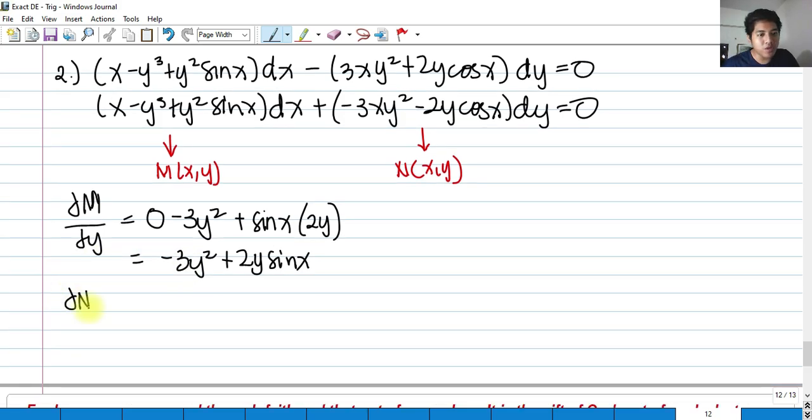How about the partial of n with respect to x? So we have n here with respect to x. Y squared and negative 3 are considered constants, so we have negative 3y squared here because the derivative of x is simply 1. Then we have to differentiate this with respect to x. Negative 2y is considered a constant, and we differentiate cosine of x, so that is negative sine of x.